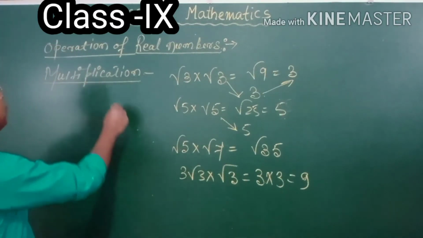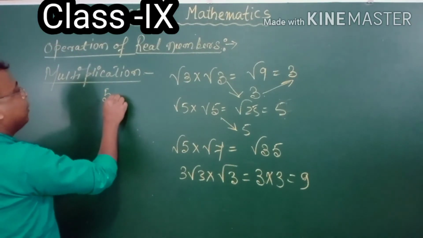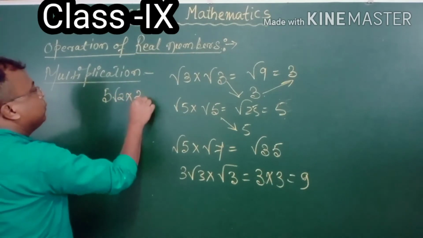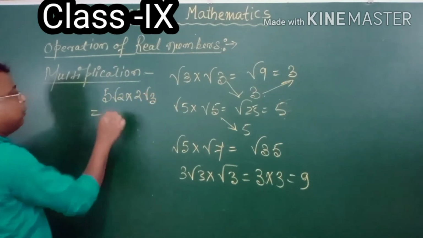Let us see some more examples. 5 root 2 into 2 root 3. What will be the answer?